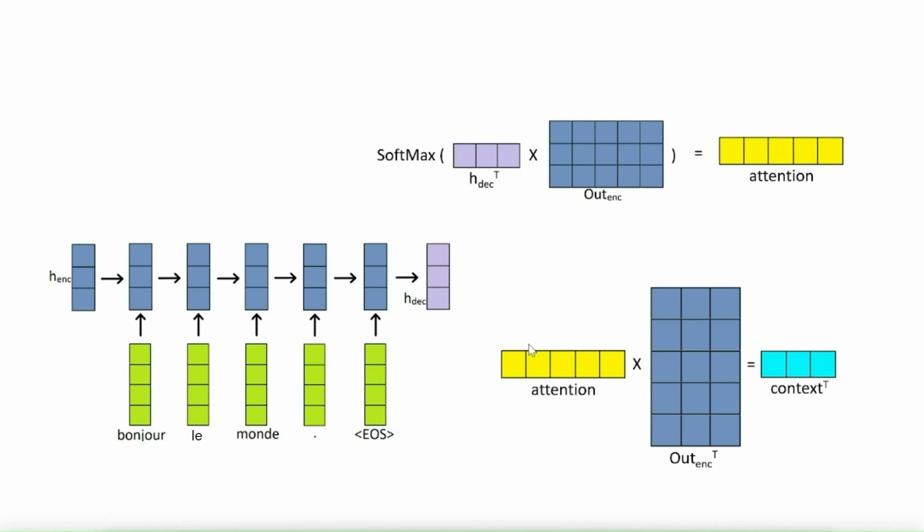And then you take this attention vector and do a matrix multiplication with the transpose of this output tensor. You will get what's called the context vector. And this basically represents a weighted sum of all the hidden states in your encoder based on the values in the attention.